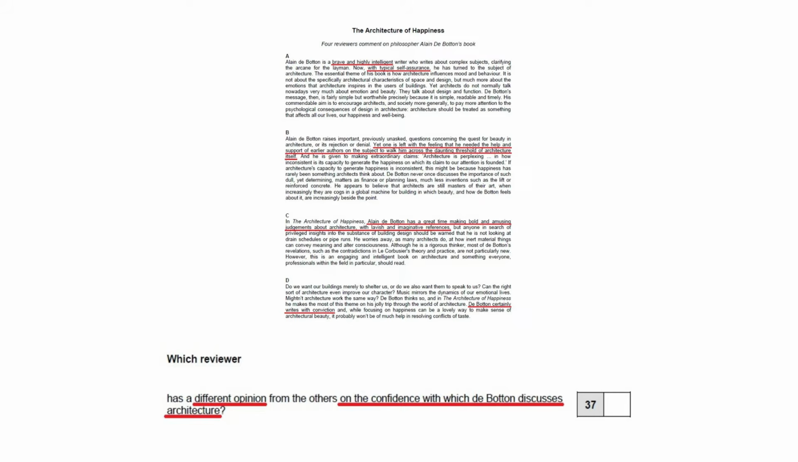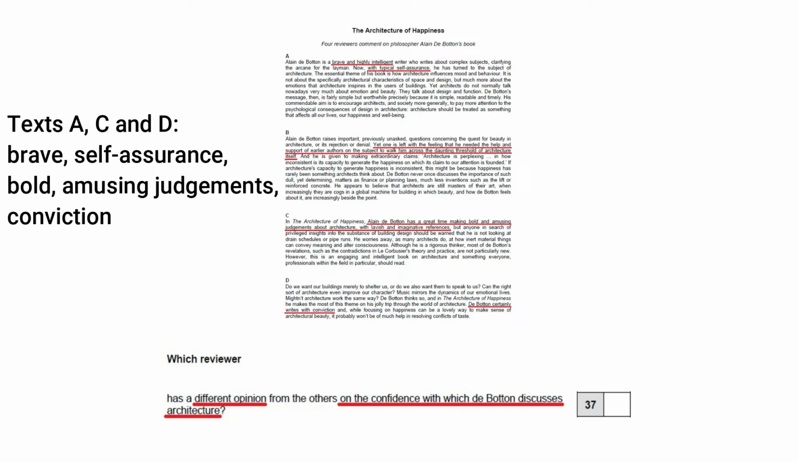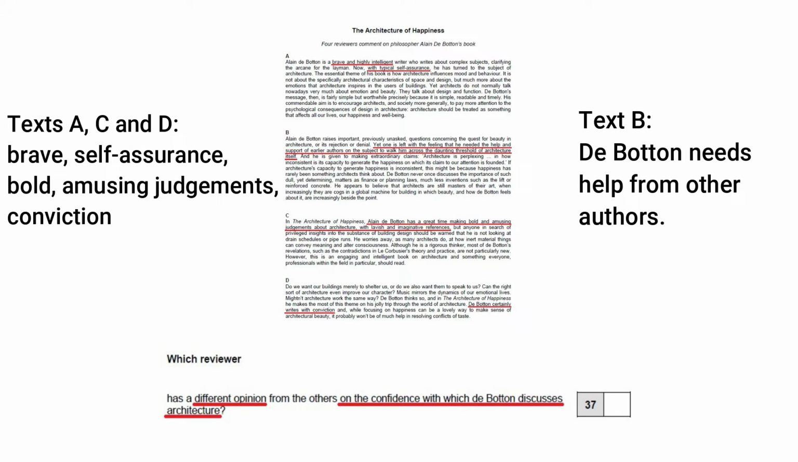In texts A, C and D, we find words and phrases like brave, self-assurance, bold, amusing judgments, and conviction, while in text B the reviewer describes the same point with de Botton's need for help from other authors, which definitely sounds much more negative than the other 3 reviews. Concluding our analysis, we can confidently choose text B as the correct answer for question 37. Repeat these steps for the other questions and you will see that part 6 is not that daunting after all.